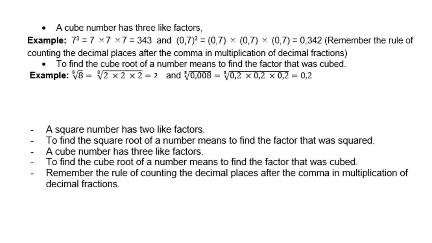Take note, a square number has two like factors. To find the square root of a number means to find the factor that was squared. A cube number has three like factors. To find the cube root of a number means to find the factor that was cubed. Remember the rule of counting the decimal places after the comma in multiplication of decimal fractions.